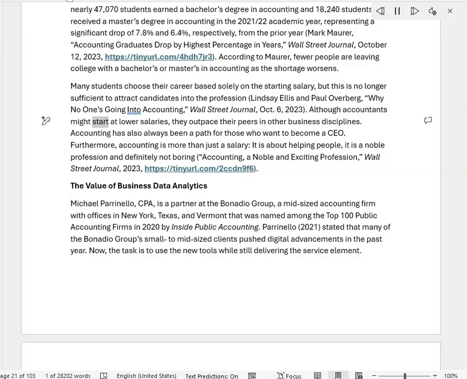Although accountants might start at lower salaries, they outpace their peers in other business disciplines. Accounting has also always been a path for those who want to become a CEO. Furthermore, accounting is more than just a salary, it is about helping people. It is a noble profession and definitely not boring. Accounting, a noble and exciting profession. Wall Street Journal, 2023.